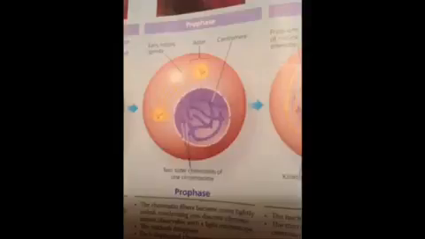Each duplicated chromosome appears as two identical sister chromatids joined at their centromeres and, in some species, all along their arms by cohesins, or sister chromatid cohesion.